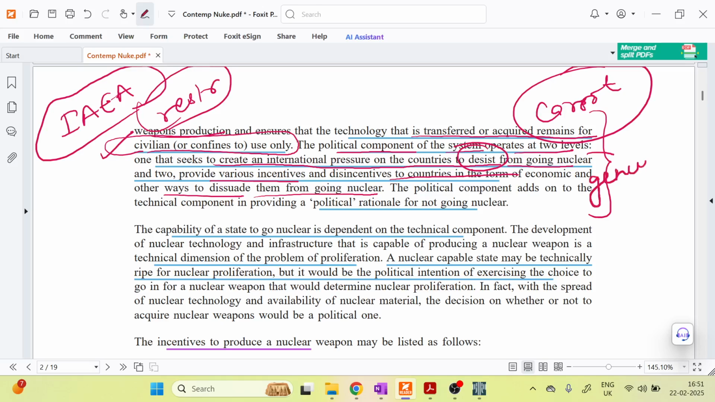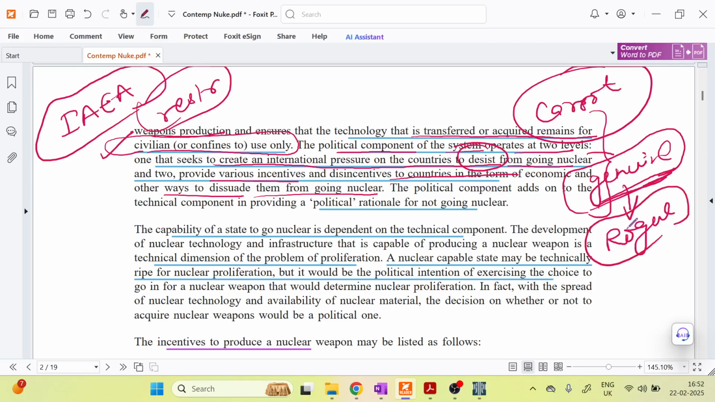Let's take the case of Taiwan and South Korea. Both of these countries, if they demand their strategic autonomy and strategic nuclear security, then their demands are justified and genuine, because their rivals, China in the case of Taiwan and North Korea in the case of South Korea, are rogue elements, and both of them are nuclear states. So in such a case, such genuine demands cannot be thwarted.